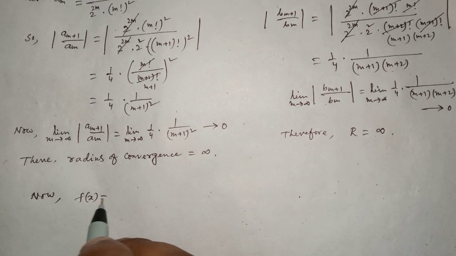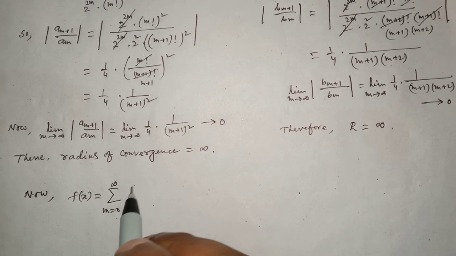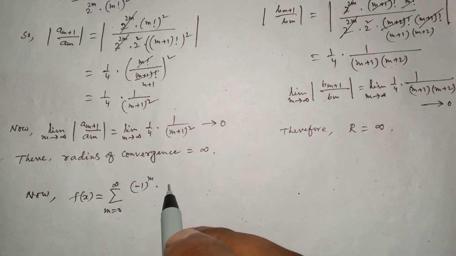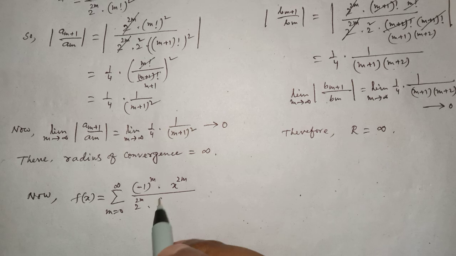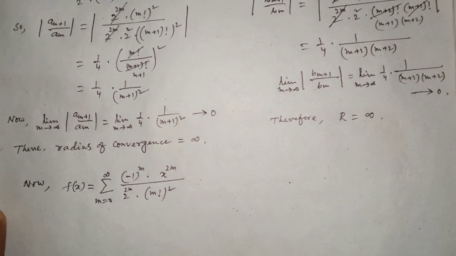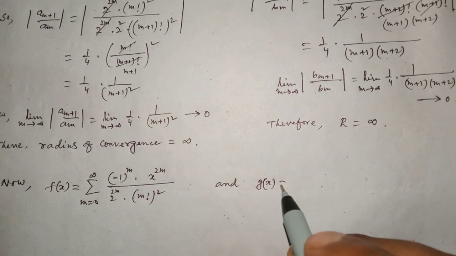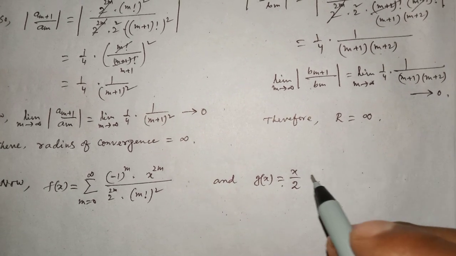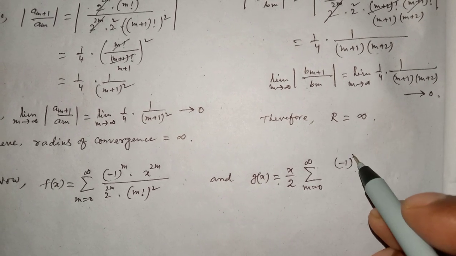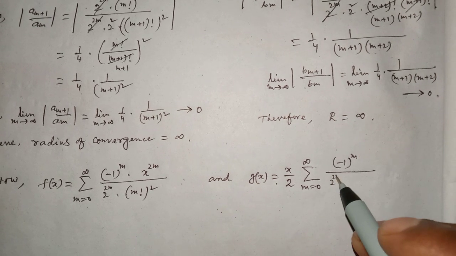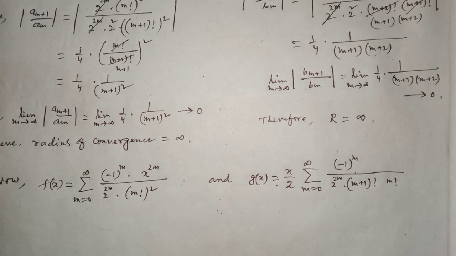f of x is equal to summation m equal to 0 to infinity, minus 1 whole to the power m into x to the power 2m by 2 to the power 2m into m factorial whole square, and g of x is equal to x by 2 summation m equal to 0 to infinity, minus 1 whole to the power m by 2 to the power 2m into m plus 1 factorial into m factorial.